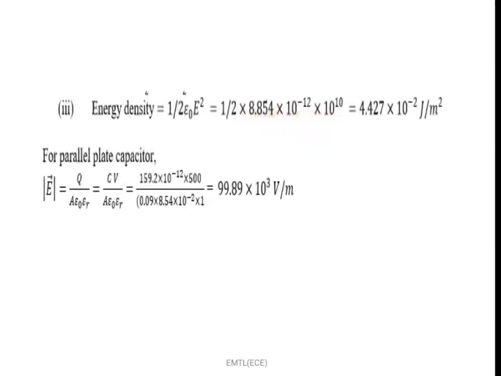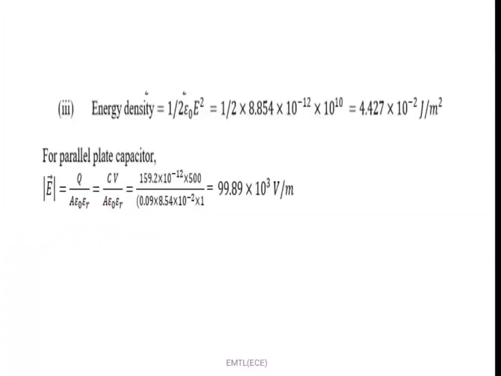So this value is equal to 4.427 × 10^-2 joule per meter square. And for a parallel plate capacitor, the electric field intensity is equivalent to Q by A epsilon. Epsilon is written as epsilon naught epsilon r.